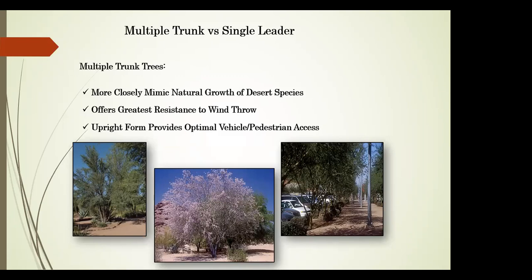So the palo verde to the right has been pruned in an upright form, and we have to have them upright. Even that's a tree that likes to be spreading. It's a tree that we frequently prune up so we can have access to the under canopy.